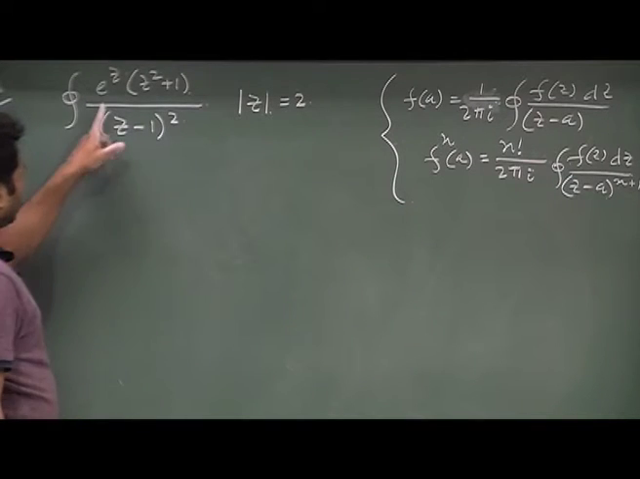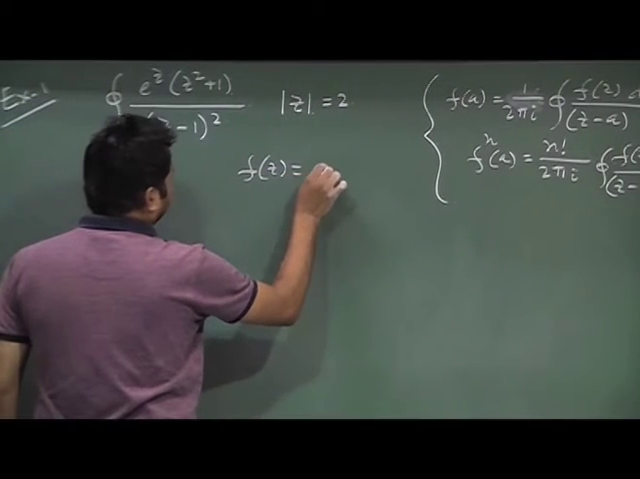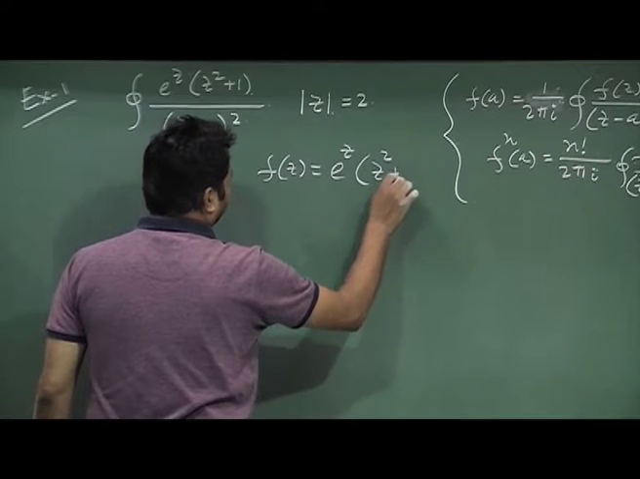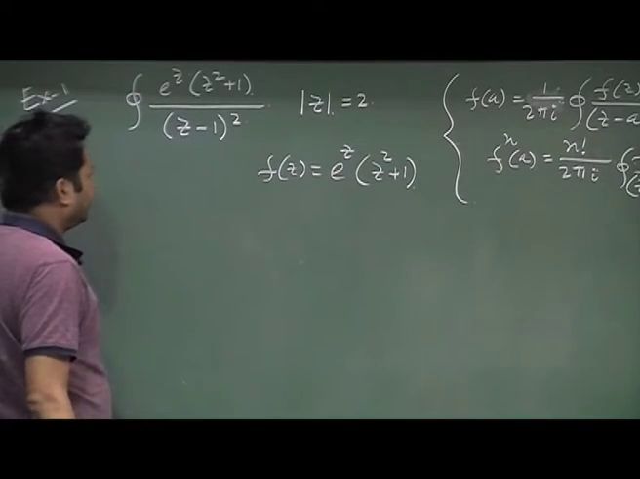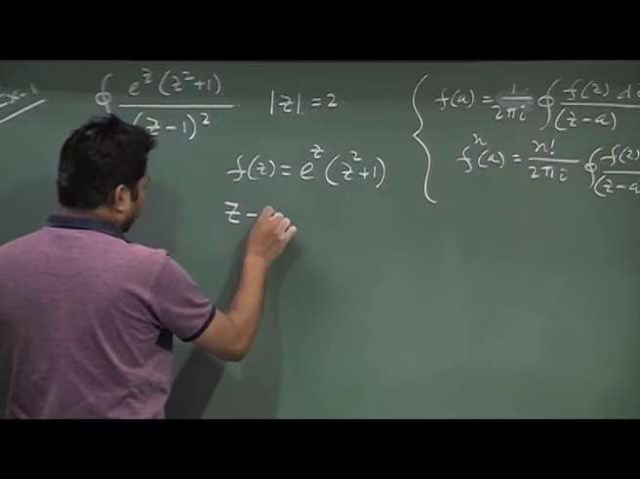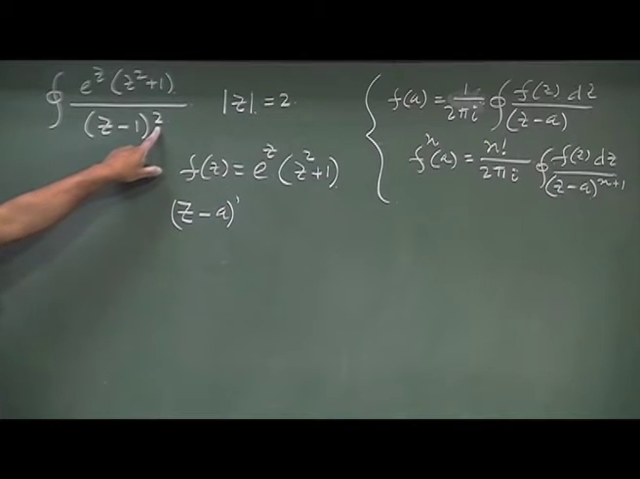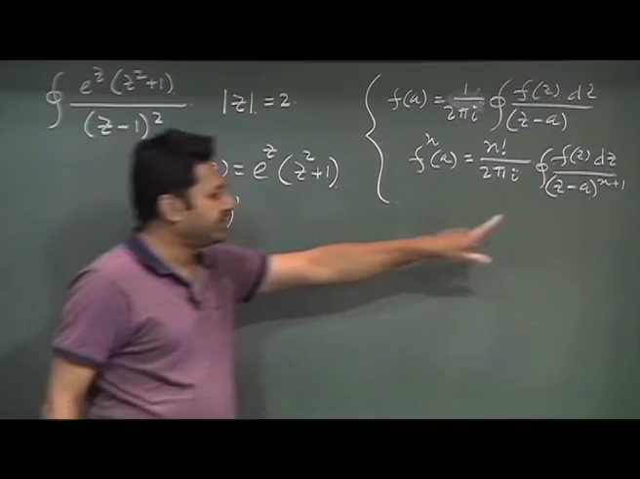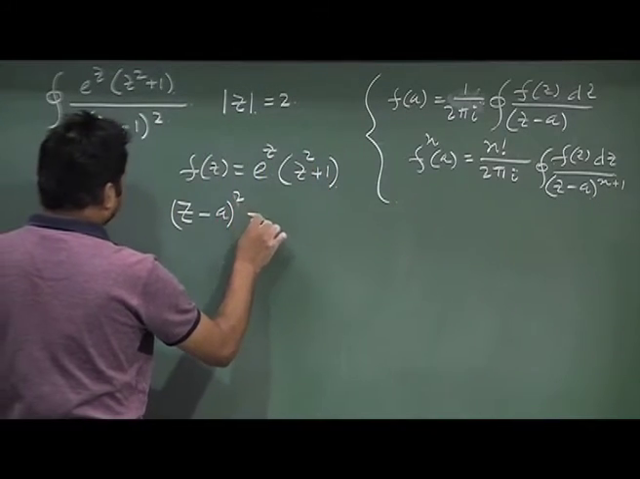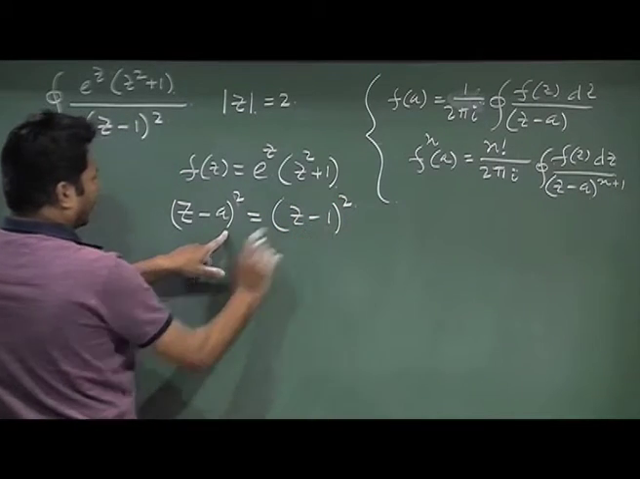So, if I do that, then I readily find here my f(z) is e to the power of z square plus 1. This is my f(z). And what is my z minus a? Here, (z minus a) whole to the power n. If you remember, this is a square, so that means this square is nothing but (z minus 1) square. So, a is here 1.